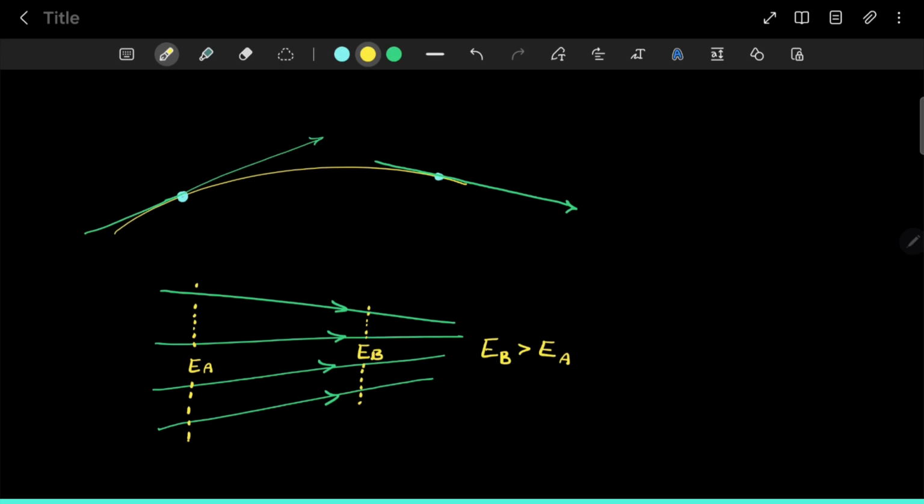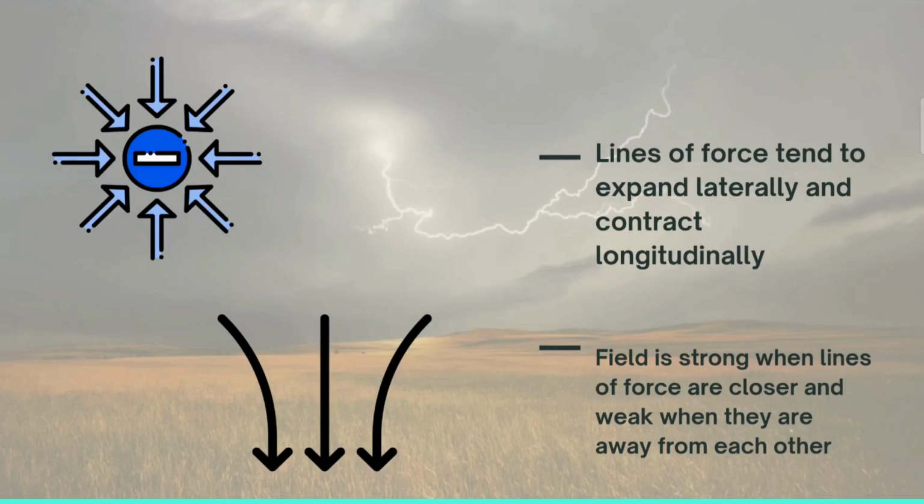Those are the two points, my dear. Once again, lines of force tend to expand laterally and contract longitudinally, and the field is stronger when lines of force are closer and weak when the lines of force are away from each other. So these are the points based on the properties of electric field lines. That's the video for this part. Thank you.